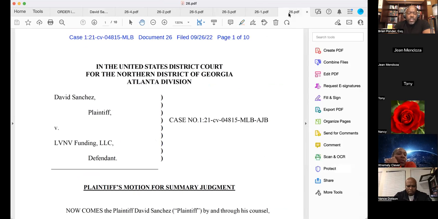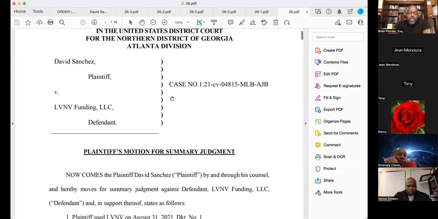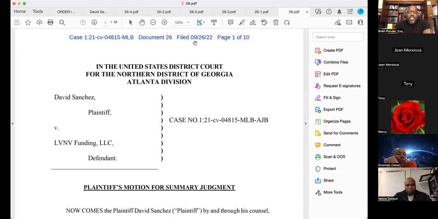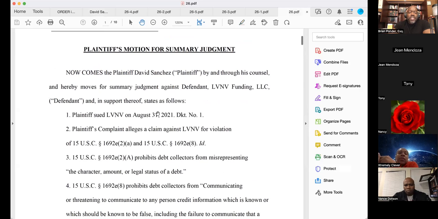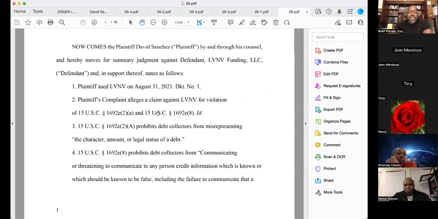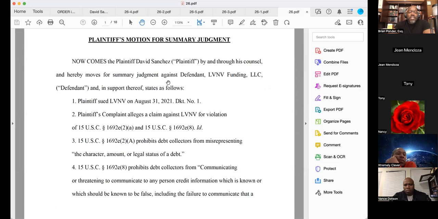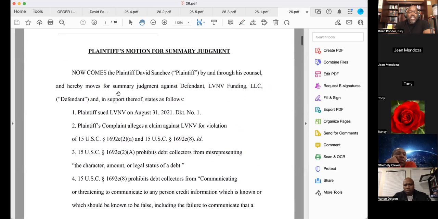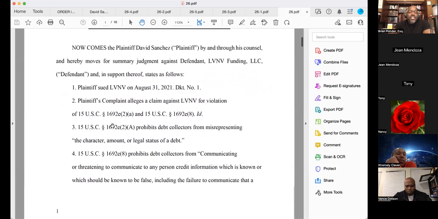26. This is the motion. So obviously this case now, this is almost a year later. The case is going through discovery, all that good stuff, but there's the summary judgment phase. So the plaintiff filed for summary judgment. And here are the facts that it's based on.